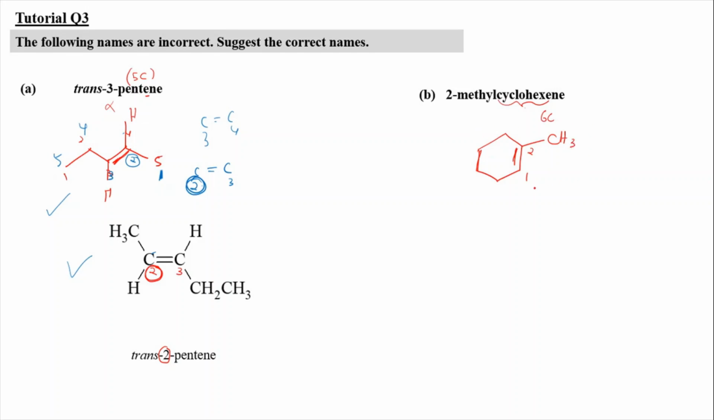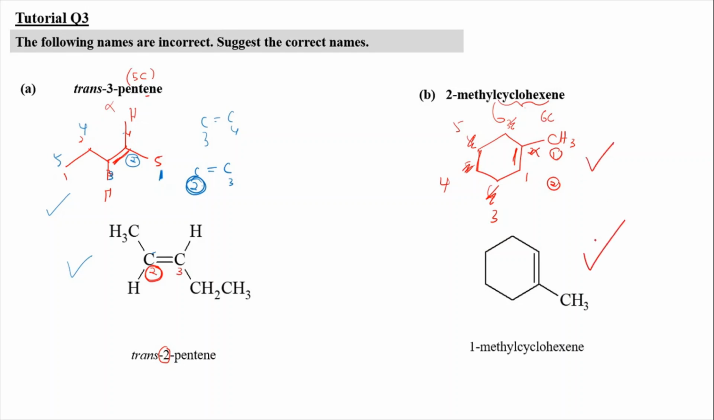Okay, so the structure here is correct, but what is wrong is the numbering. Instead of 1, 2, 3, 4, 5, 6, we are supposed to make the numbering number 1 here, number 2 here, and then everything changes into the sequence 3, 4, 5, and 6. So it's supposed to be 1-methylcyclohexene. You can draw it this way, or you can also draw it this way, and name it as 1-methylcyclohexene.